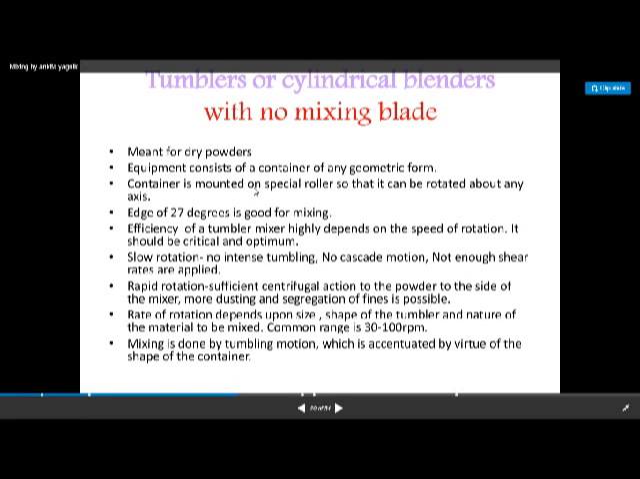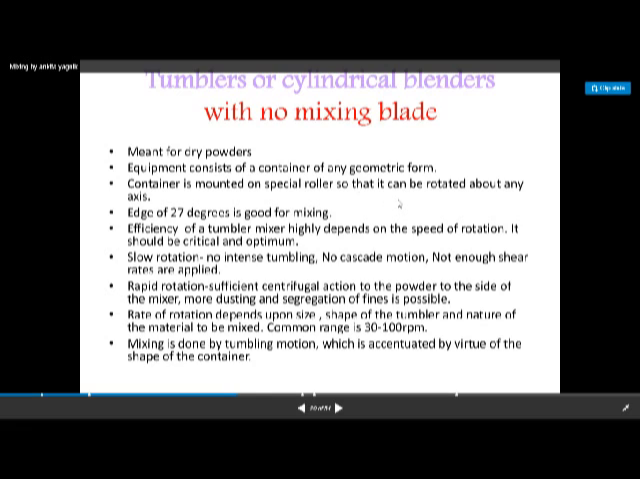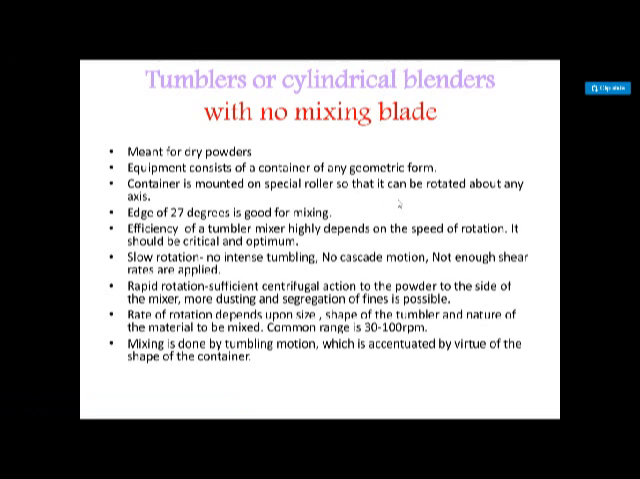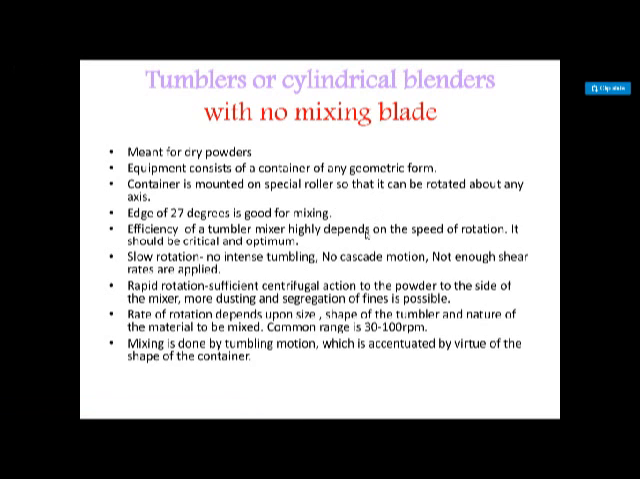Then the container is mounted on a special type of roller, so that it can be rotated about its axis. Generally an angle of 27 degrees is good for mixing. So it is generally rotated at a 27 degree axis, and mixing is good at that angle. The efficiency of this tumbler mixer highly depends on the speed of rotation. It should be a very crucial speed. That speed should be critical and optimum.